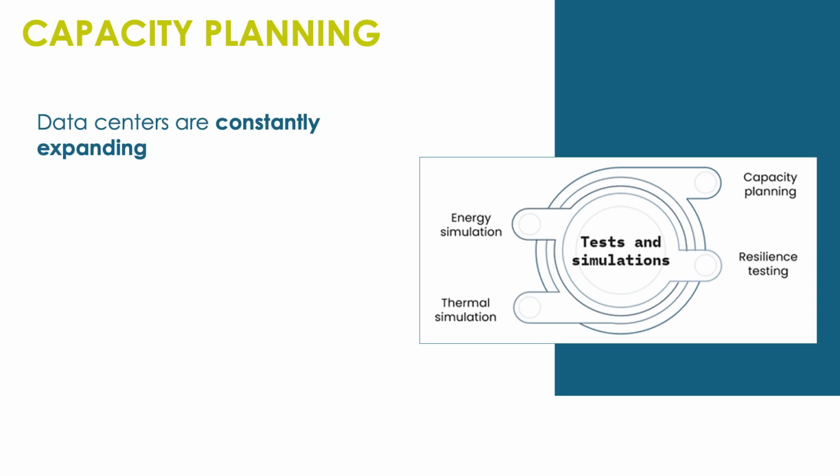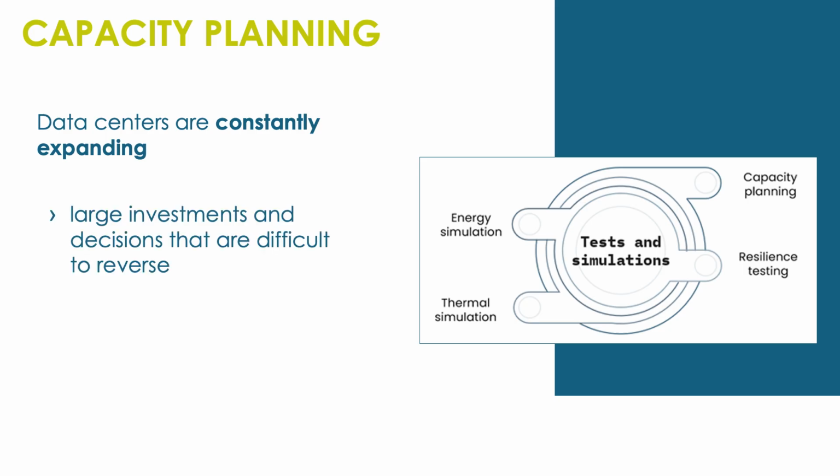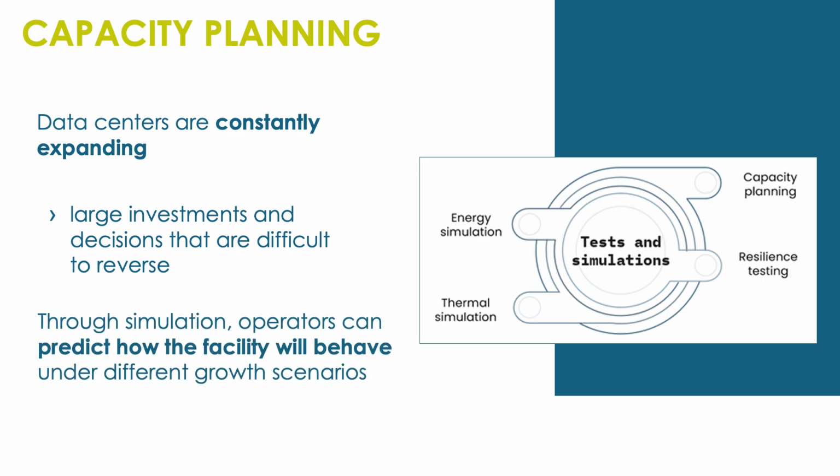Digital twins are also valuable for capacity planning. Data centers are constantly expanding to meet rising demand from cloud services, AI workloads, and streaming and storage. Adding new racks or adopting liquid cooling systems involves large investments and decisions that are difficult to reverse. Through simulations, operators can predict how the facility will behave under different growth scenarios. They can model the impact of adding high-density racks, or switching from traditional air conditioning to liquid cooling, or of integrating on-site renewable energy systems. Instead of trial and error, decisions are guided by data and predictive analysis.